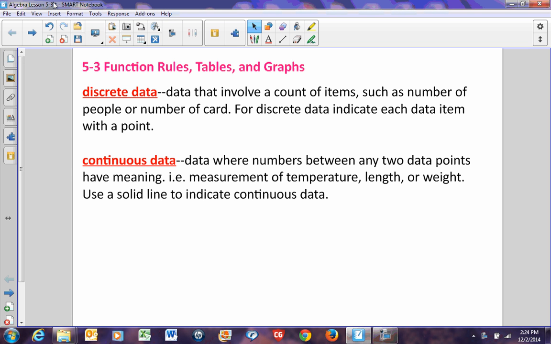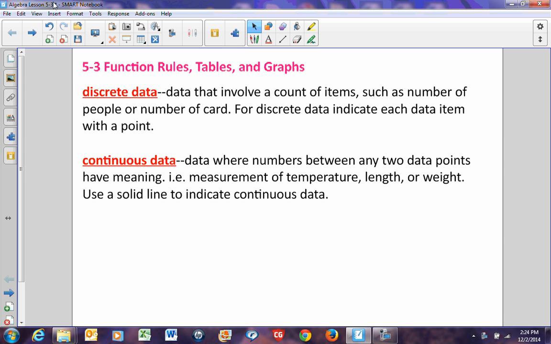Lesson 5-3, function rules, tables, and graphs. We have two vocabulary words today, which are incredibly important in this section. The first one is discrete data. Discrete data is data that involves a count of items, such as number of people or number of cards.